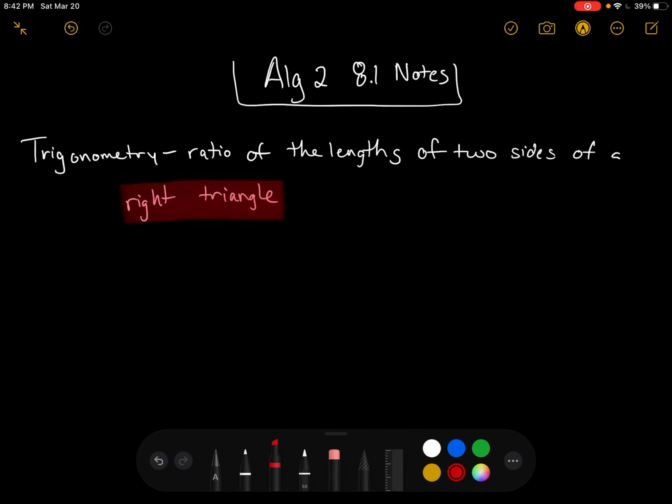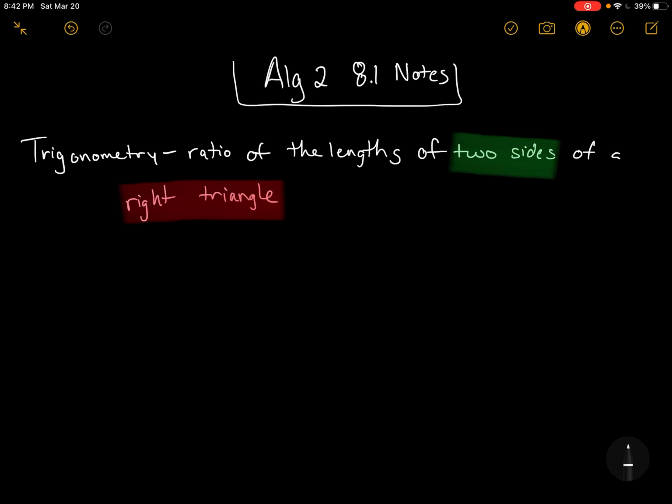A couple things are important to emphasize when we're looking at this definition. The first thing is it does need to be a right triangle. That is super, super important. This does not work for any triangle, only right triangles. Second thing is we're basically comparing two side lengths.